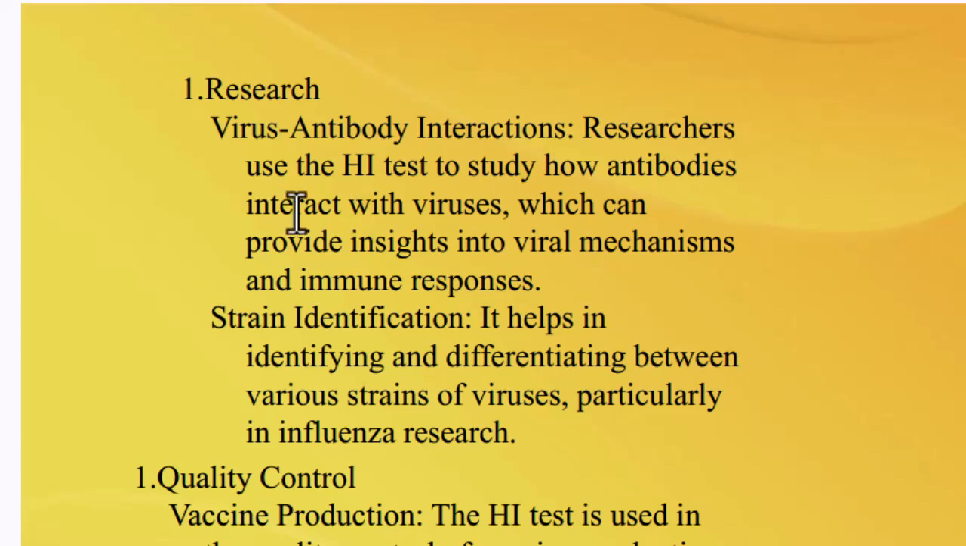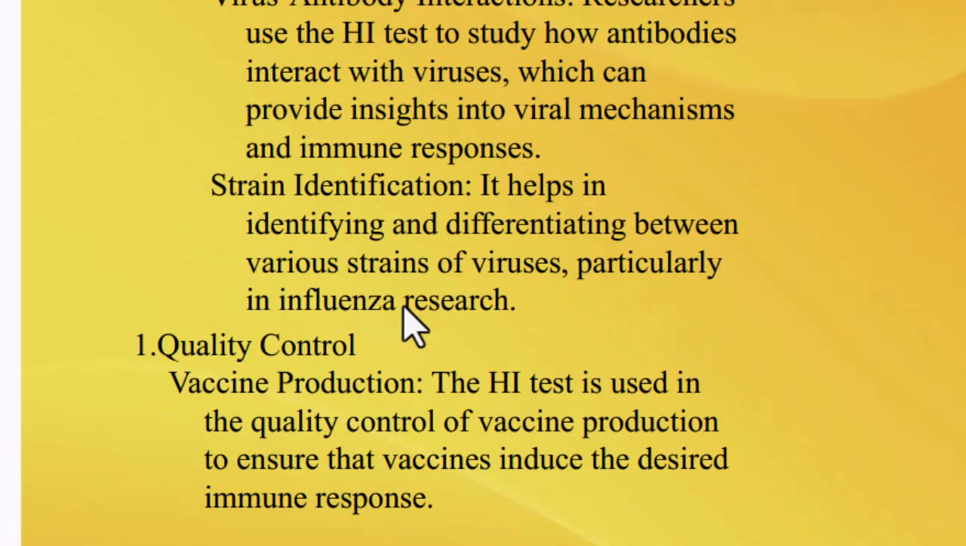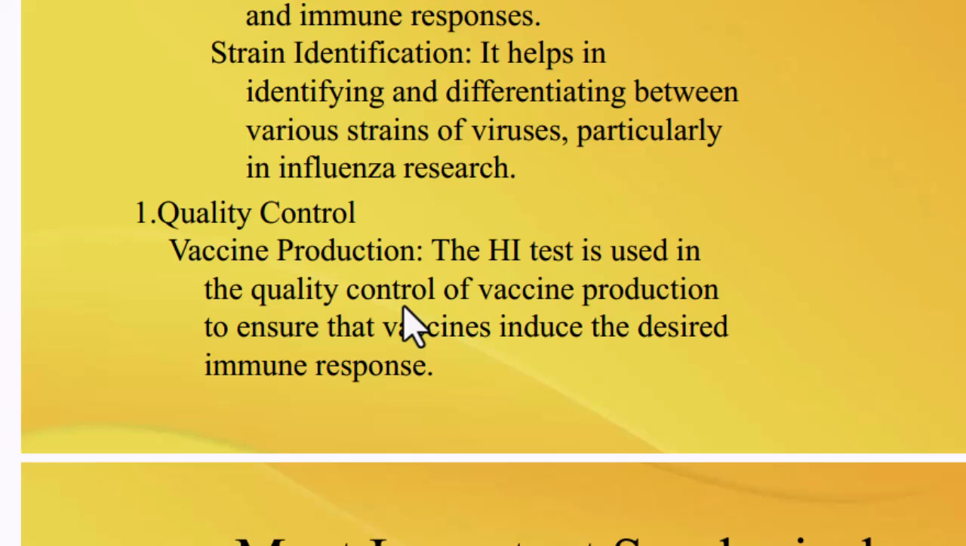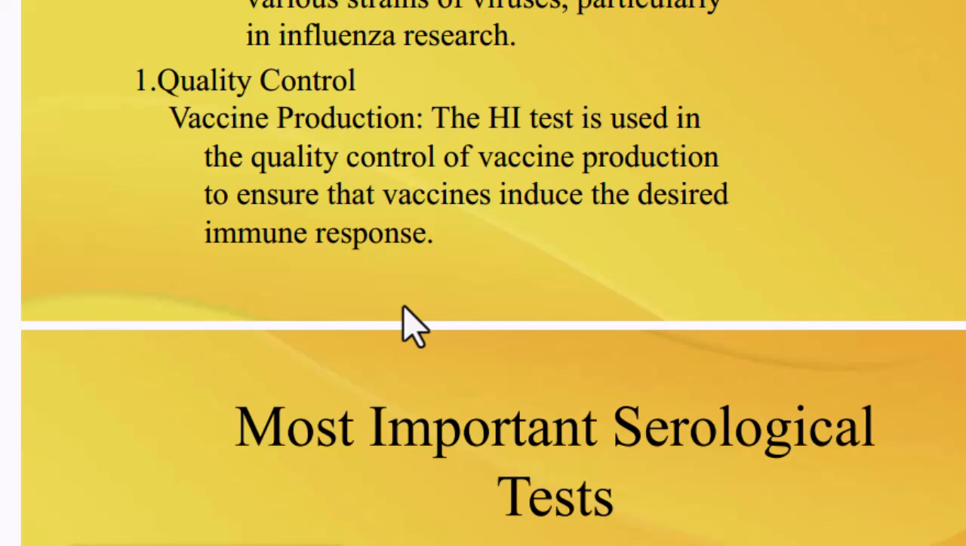In research, virus-antibody interaction, researchers use the HI test to study how antibodies interact with viruses, which can provide insight into viral mechanisms and immune responses. Strain identification. It helps in identifying and differentiating between various strains of viruses, particularly in influenza research. Quality control, vaccine production. The HI test is used for the quality control of vaccine production to ensure that vaccines induce the desired immune response.